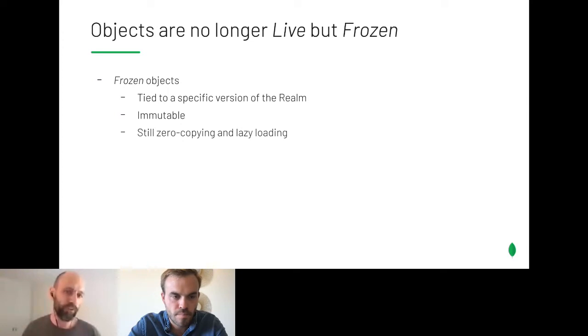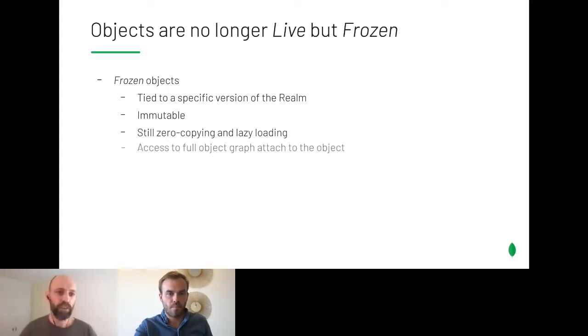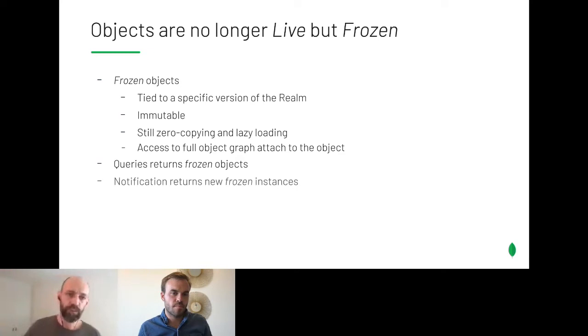We still use the underlying zero copying and lazy loading mechanism, so we still keep the memory footprint small, and you can still use a frozen object to navigate the full object graph from the specific version. In Realm Kotlin, the queries also just return frozen objects. Similarly, notifications also return new instances of frozen objects.